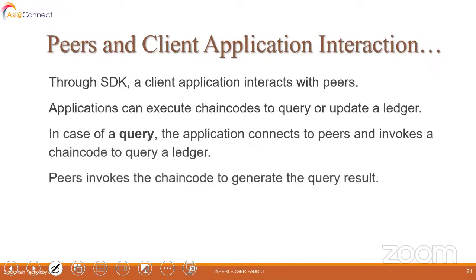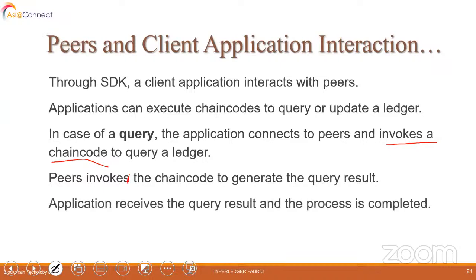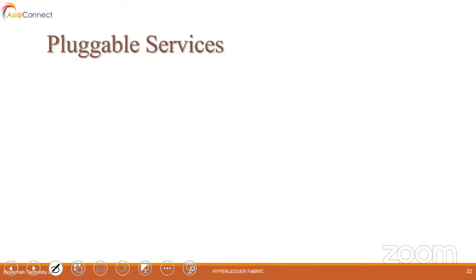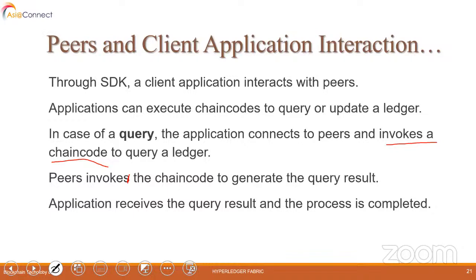So in case of a query, the application connects to peers and invokes a chain code to query a ledger. Remember that even to query something, you need to invoke a chain code. Peers invoke the chain code to generate the query results, and the application receives the query results and the process is completed. That is how it happens. If it is just a query, you don't require to update the ledgers, so the process is completed. In case of a transaction, the ledgers will be updated.